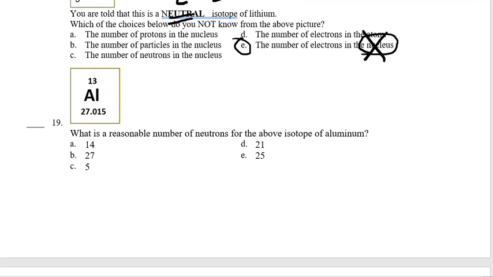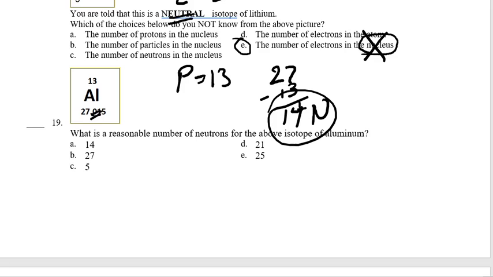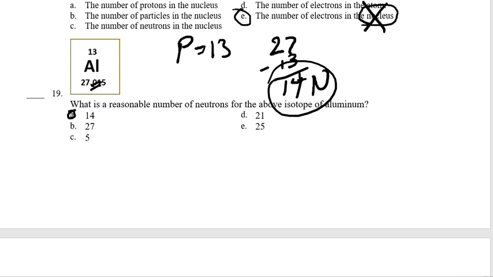So what is a reasonable number of neutrons for this atom of aluminum? Well, with 13 protons, and if we round this to 27, say 27 minus 13, 14 neutrons is a fairly reasonable number since these have to add up to the 27. So I'm going to go with A. A is a good number of neutrons.